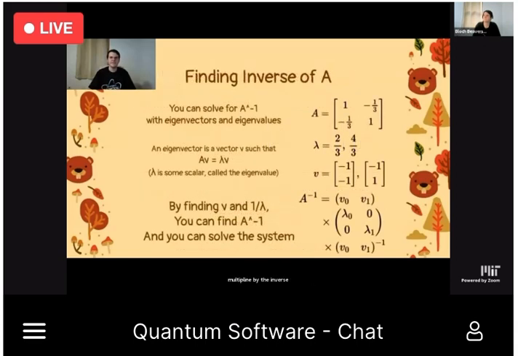In order to find the inverse of A, you need to find what's known as its eigenvectors and eigenvalues. So an eigenvector is any vector v such that when it's multiplied by A, its result is just scaled up by some amount, and that amount is called the eigenvalue. So by finding v and the reciprocal of the eigenvalue, you can find the inverse of the matrix, and you can therefore solve the system.